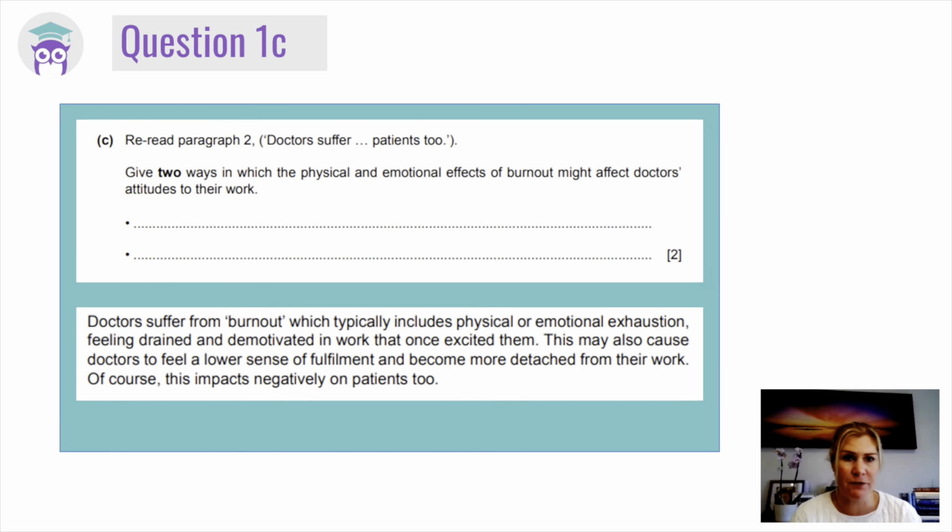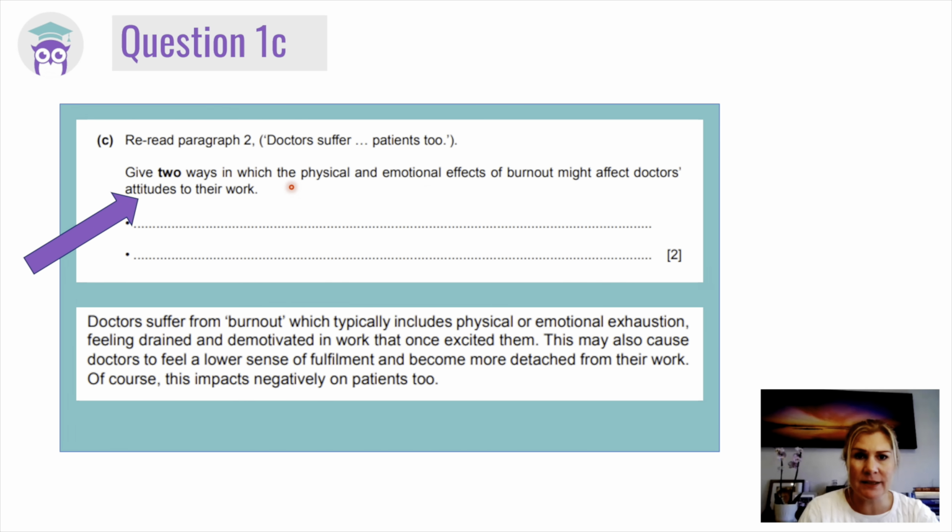Reread paragraph 2, which is down here. Give 2 ways in which the physical and emotional effects of burnout might affect doctors' attitudes to their work. Now, it's not a question that asks for it to be in your own words, so that means that you can lift directly from the text, okay? But here is the bit where people might slip up. You've got to make sure that you're understanding what the question is asking, okay?